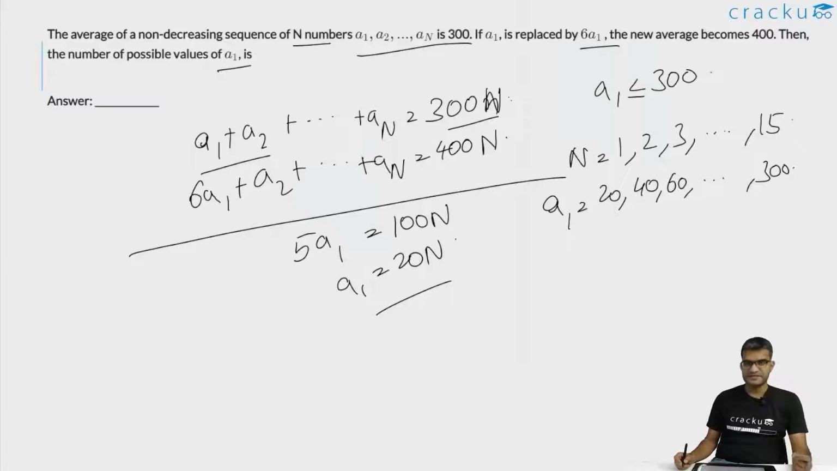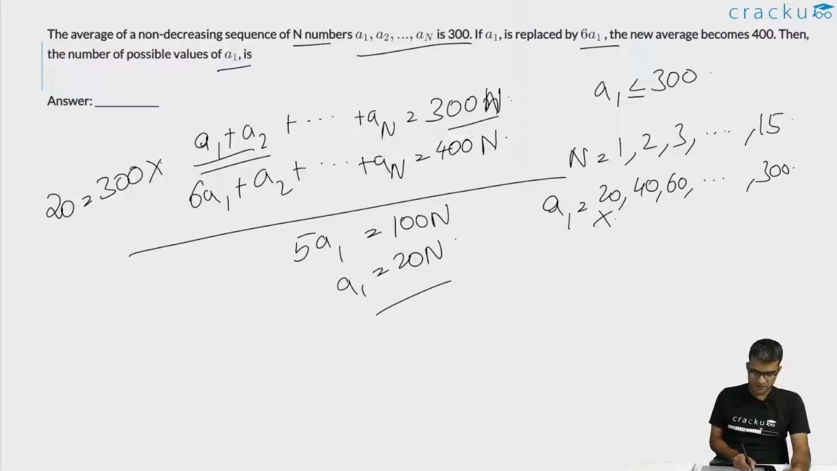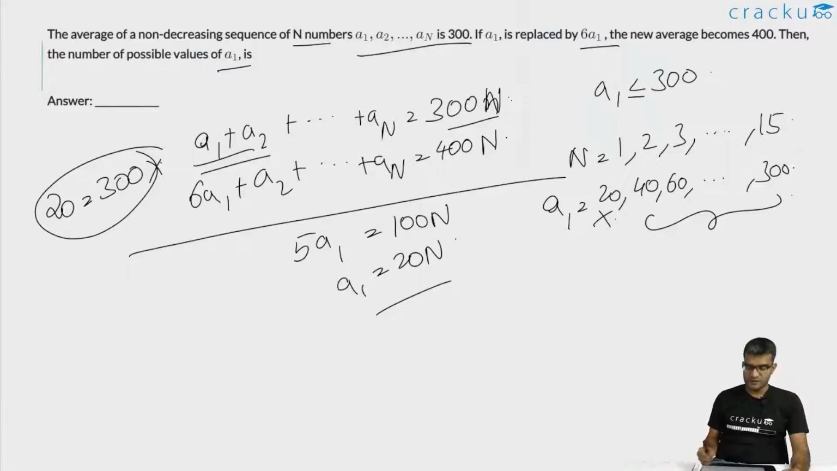But if you do a customary check, you will realize that it is not true for a1 equal to 20 when n is equal to 1, because in that particular case, the first equation becomes 20 is equal to 300. This is not true. But for every other number, it will be true because there will be more variables. You are not just stuck with a1 and n.